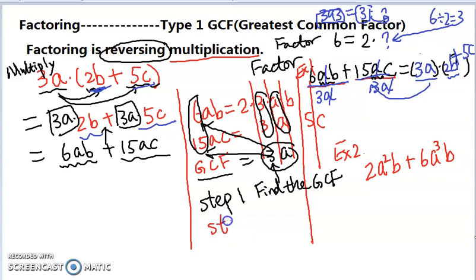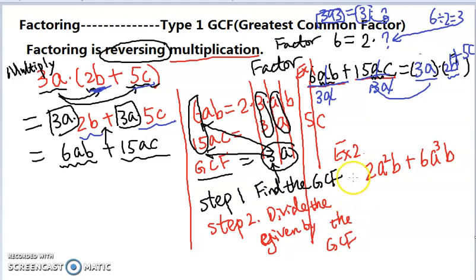Okay, so the idea is the steps we already know. Oh, I didn't finish the steps here. Let's put step 2 here. We're going to divide the algebraic expression, whatever given, by the GCF. That's the second step. Okay, so let's go ahead and do that. We have first step to find the GCF. So this time can be a little quicker. So we have 2 and 6, and we know 2 goes into both 2 and 6. So GCF for the number will be 2.